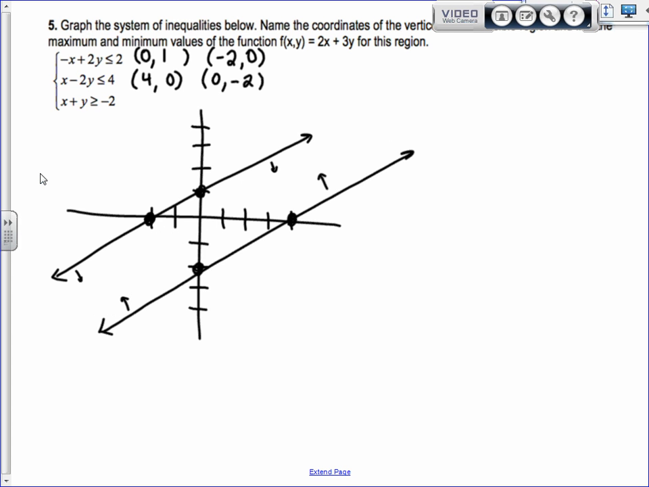All right, but we have one more line. So we have x plus y is greater than or equal to negative 2. So if I plug in 0 for x, I get negative 2 for y, and if I plug in 0 for y, I get negative 2 for x. So it ends up going through both of these that we already had. And if you plug in 0, 0, you get 0 is greater than or equal to negative 2, which is true, so it shades towards 0, 0.